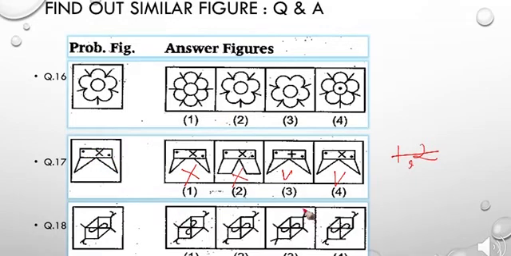So we need to see now in case of options 3 and 4 only, because options 1 and 2 are already ruled out. In option 3 this dot is there, another dot is there, in the middle a cross sign is missing, but a plus sign has been given instead of a cross sign, so this cannot be the answer. We are left with only one option, which is option 4. Option 4 is going to be the answer for question number 17.